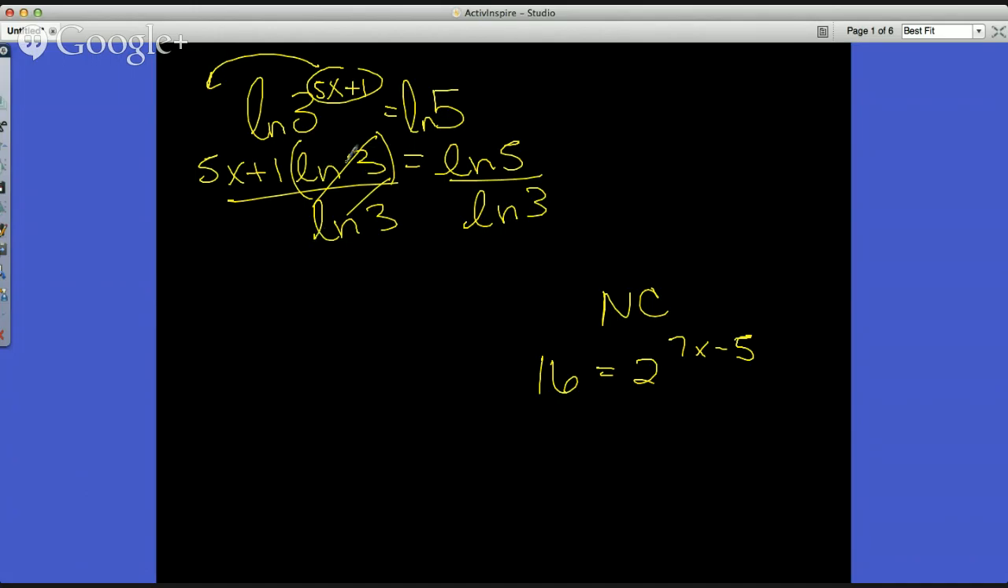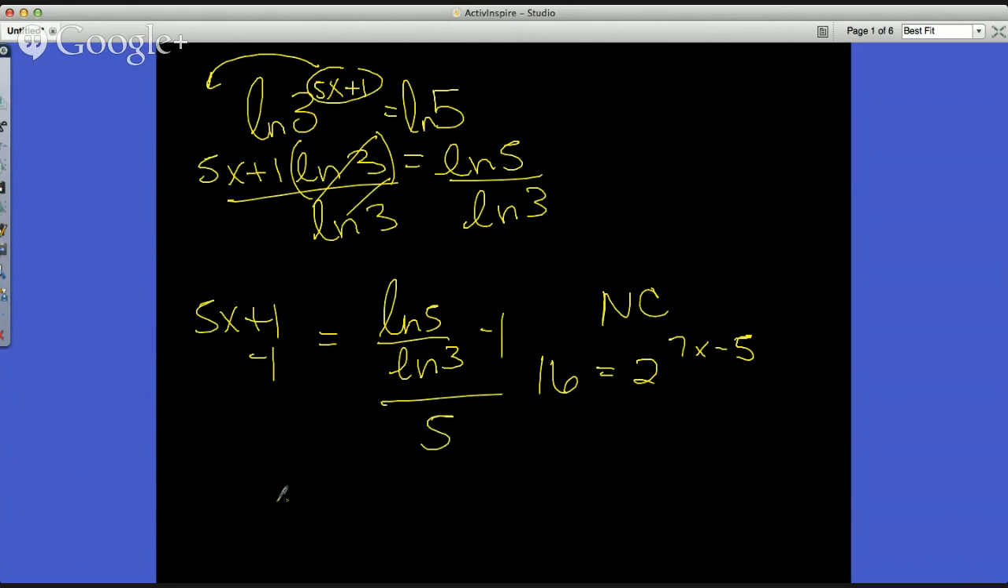Now again, we're almost done. We're still not quite there. We know that if we have the ln of 5 over the ln of 3, and it's set equal to 5x plus 1, what could I do to solve for x now? Bingo, good. Nice, Lucas. So if I subtract 1, divide by 5, x will equal the ln of 5 over ln of 3 minus 1, then divided by 5.